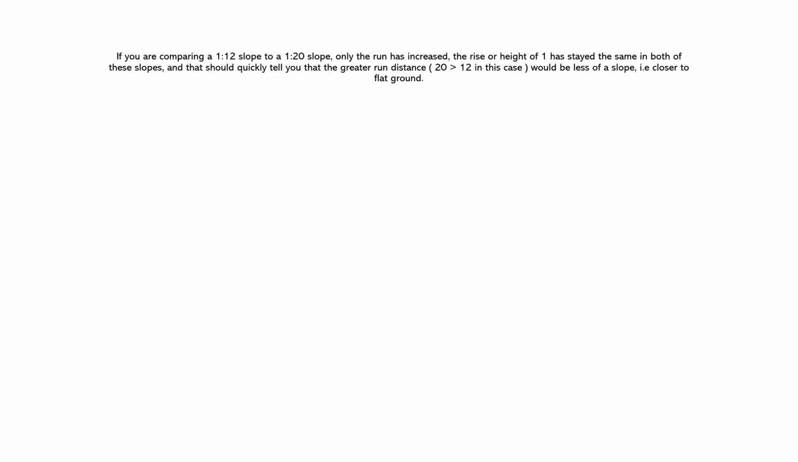If you're comparing a 1 to 12 slope to a 1 to 20 slope, let's do that real quick. Only the run has increased. The rise or height of 1 has stayed the same in both of these slopes. And that should quickly tell you that the greater run distance, 20 is greater than 12 in this case, would be less of a slope, i.e. closer to flat ground. Said another way, a 1 to 12 slope is steeper than a 1 to 20 slope, and that's shown here.